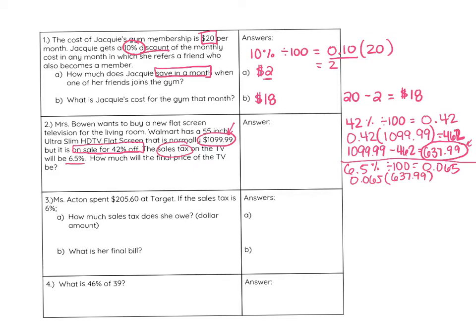So let me get that number. $41.47 it looks like. Because this is sales tax, we have to add this on to the amount we just had. So $637.99 plus 41.47. We get a final answer of $679.46. So that is our answer, $679.46.